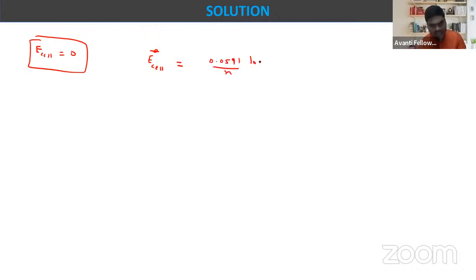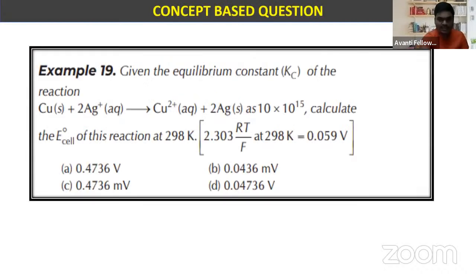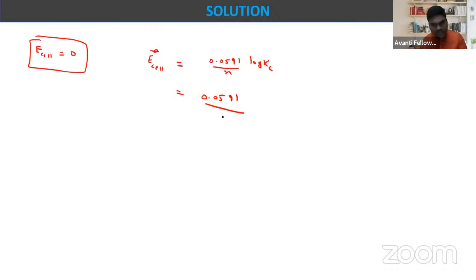We know the formula: the EMF of the cell is equal to 0 at equilibrium. So the standard EMF of the cell is equal to 0.0591 upon n times log Kc. We know 0.0591, and n here is 2. Just put in the value of log Kc. What is the value of Kc here? It is 10 to the power 15. Just solve this.